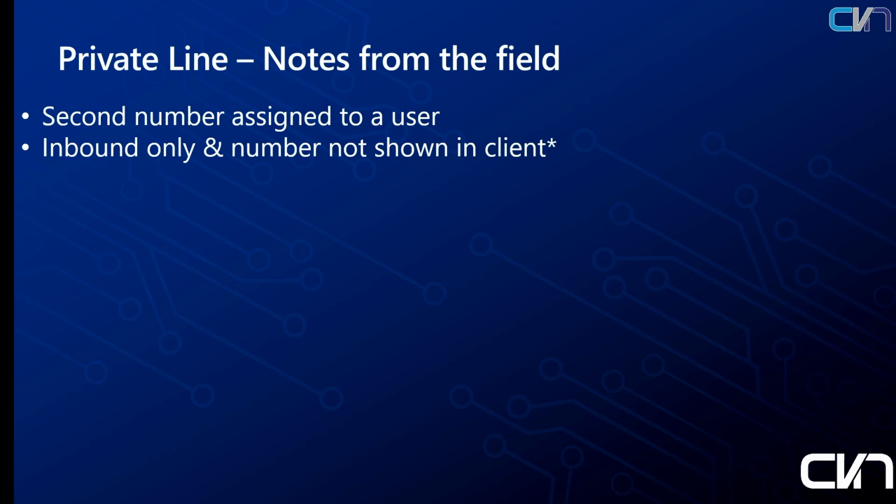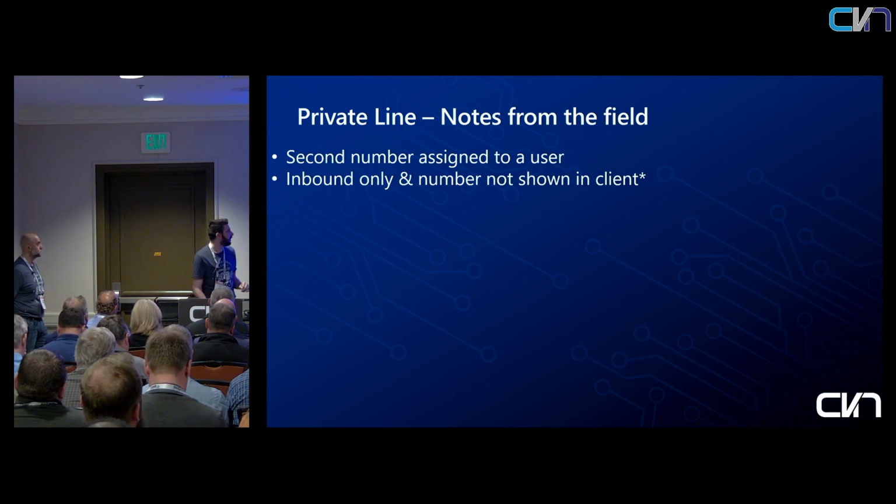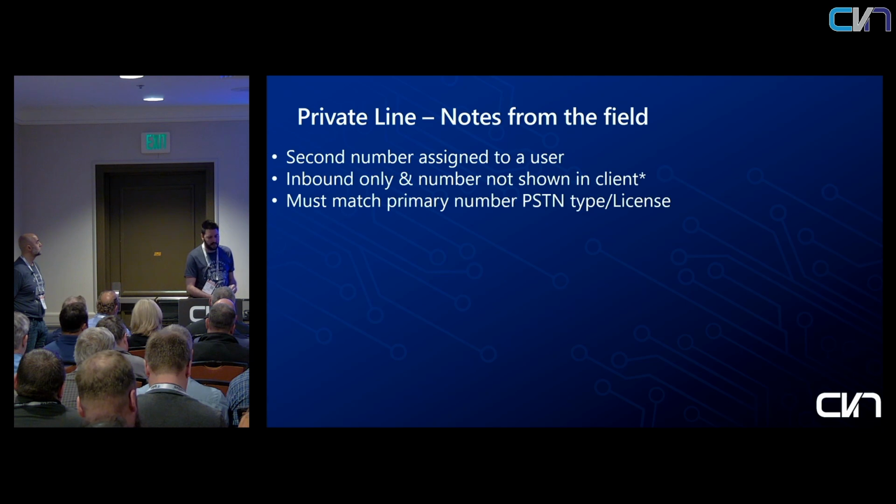There are some caveats there. If for whatever reason the primary phone number is removed off the user, the private line will end up becoming the primary number showing in the client. As well, if you assign a private line to someone that's with shared calling, the user won't use any of the shared calling stuff. They'll actually use the private line number shown in the client. So make sure it's a secondary number. Make sure that the primary number doesn't get removed. It must match the PSTN type of the primary number.